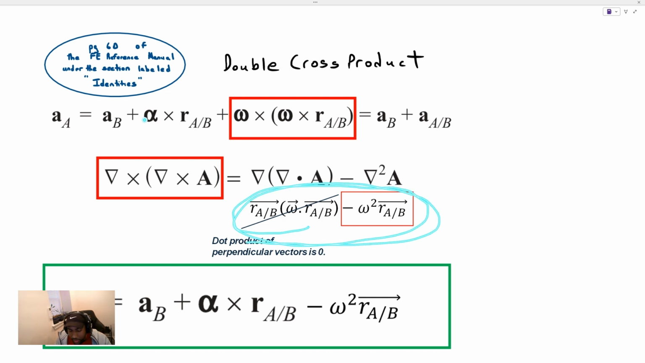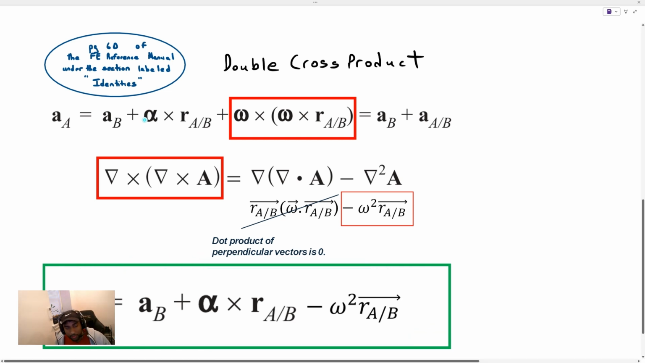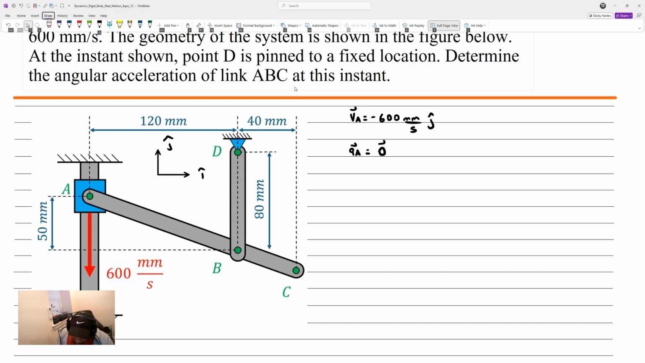And you could see that because omega is perpendicular to the relative position vector, this term will always be 0. So we'd be left with a very simplified equation here, which is just negative omega squared times the relative position vector r A relative to B. So what we're going to do here is work with this equation on the bottom. And you can always work with this equation. You're not going to have any three-dimensional dynamics problem on the FE exam, and avoiding that double cross product is going to help you save time. Okay, now that we've addressed some of those important points, let's go ahead and plug into our relative motion equation.